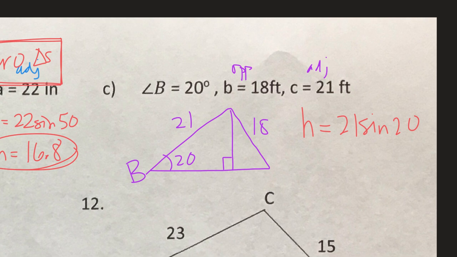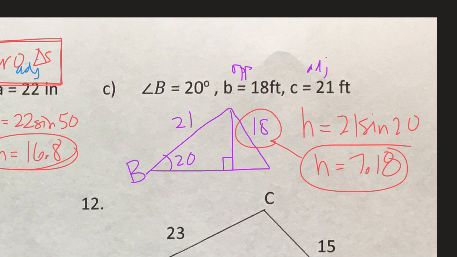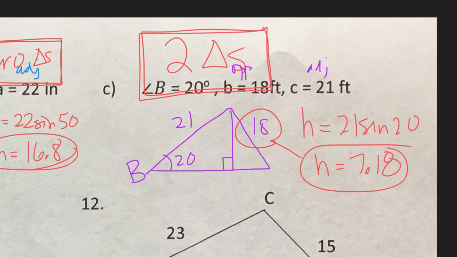21 sine of 20 is 7.18, which, as you can tell, is less than the opposite side. So this would also be a two-triangle situation. We can form two triangles with an angle of 20, a side of 18, and a side of 21.